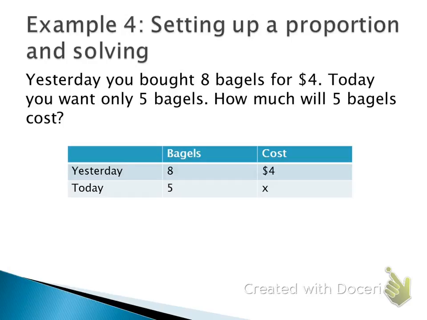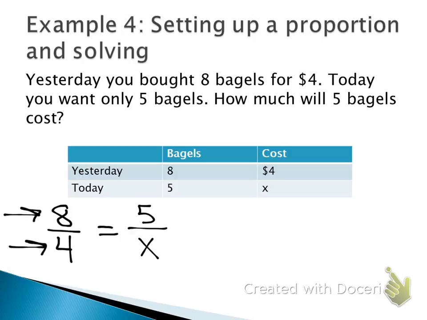There are several ways that you could set this up, but the easiest way is to just set it up as you read it. Yesterday you bought 8 bagels for $4. So we're going to say 8 over 4, bagels over dollars, equals, how many bagels did I buy today? 5. But I don't know what the cost was. So you see, guys, I have bagels over dollars equals bagels over dollars. As long as I'm comparing the same thing on both sides of my proportion, then I'm going to be able to solve and get the correct answer.